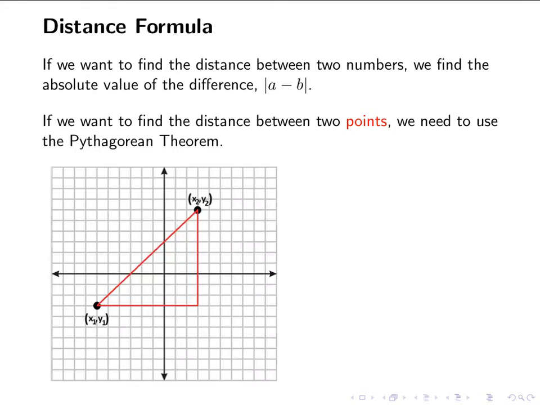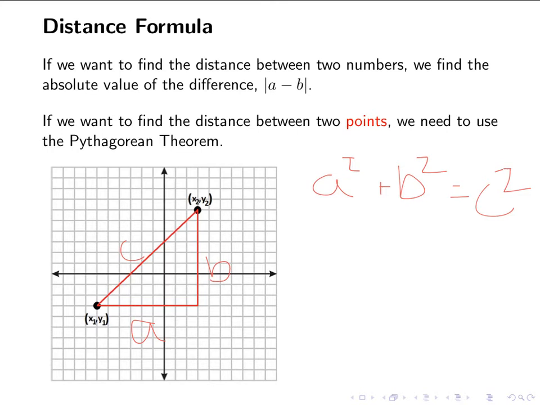So we have 2 points, x1, y1, and x2, y2. We create a right triangle that's shown in red, and we use the Pythagorean Theorem. So remember, the Pythagorean Theorem says that a squared plus b squared equals c squared, where our legs are a and b and our hypotenuse is c. So what we're really looking for here is c, which we'll call d for distance. So we want to find a squared and b squared.